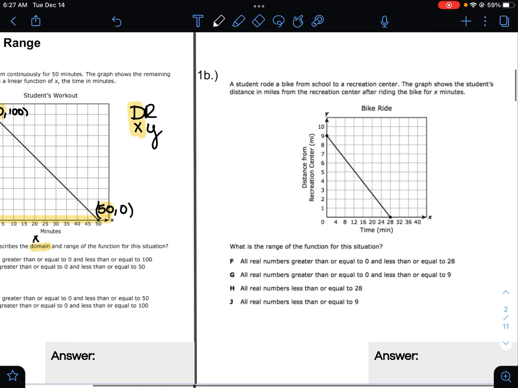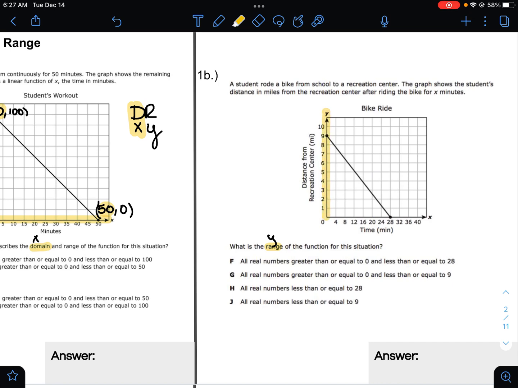Looking at 1B, a student rode a bike from school to the recreation center. The graph shows the student's distance in miles from the recreation center after riding the bike for X minutes. What is the range of this function? Okay, so remember, range is our y values. So this time I'm just focusing on the y-axis.